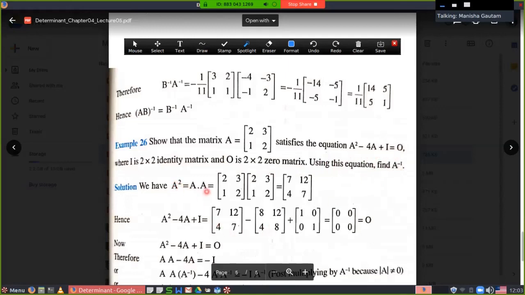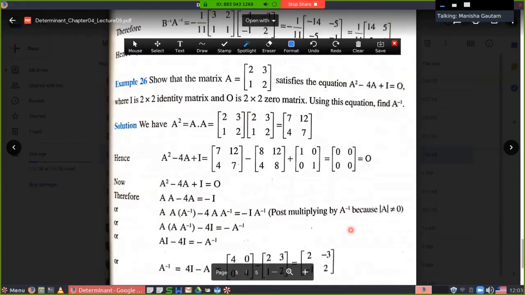Multiply A to A, you will get A square. Put the value of A square, minus 4 times A, plus I, and simplify it: 7 minus 8 plus 1 is 0, and all elements you will get 0. The 0 matrix will be there.